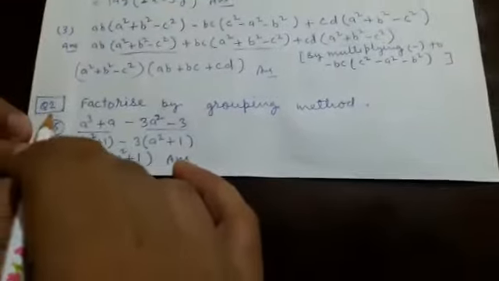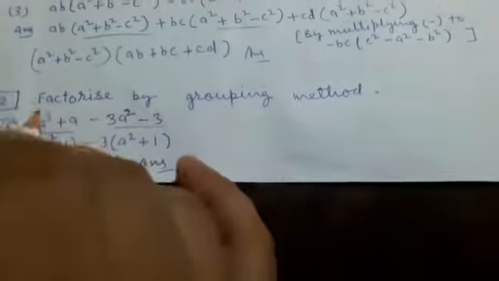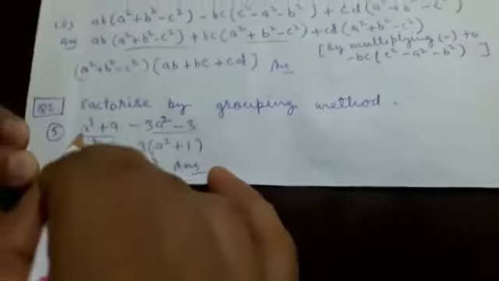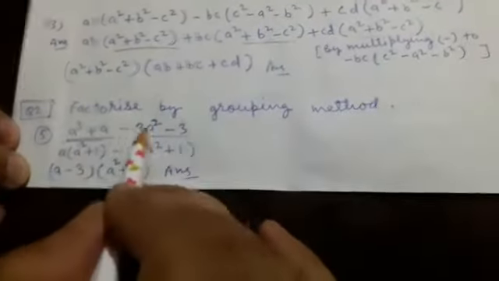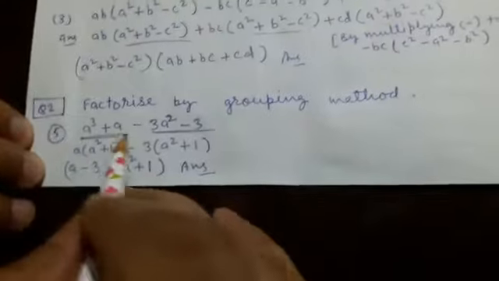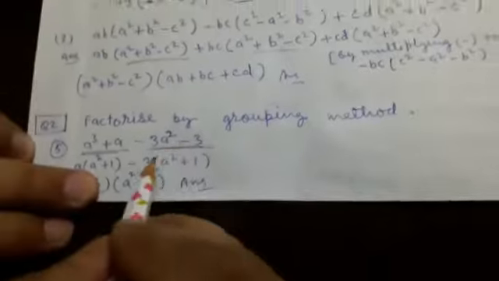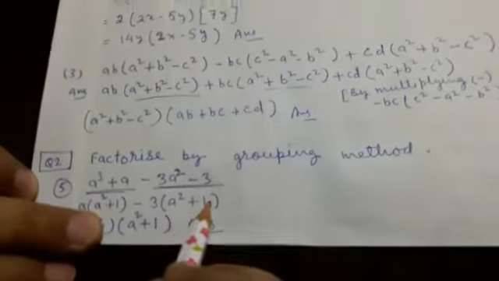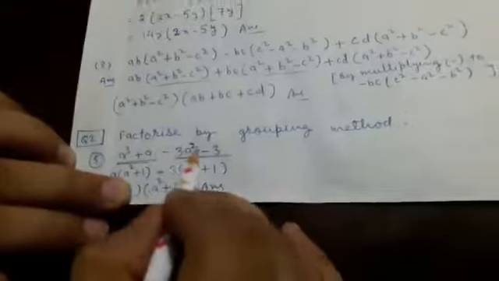Now look at the next question. Question number 2. Factorize by grouping method. We have to apply the grouping method. a cube plus a minus 3a square minus 3. Now we will make a group of these two terms. This will be the group. Now here we will take a as common. Then here a square plus 1 remains inside, minus, here we will take 3 as common, so a square plus 1, because we have taken the minus sign as common, so minus into plus, it will be minus.